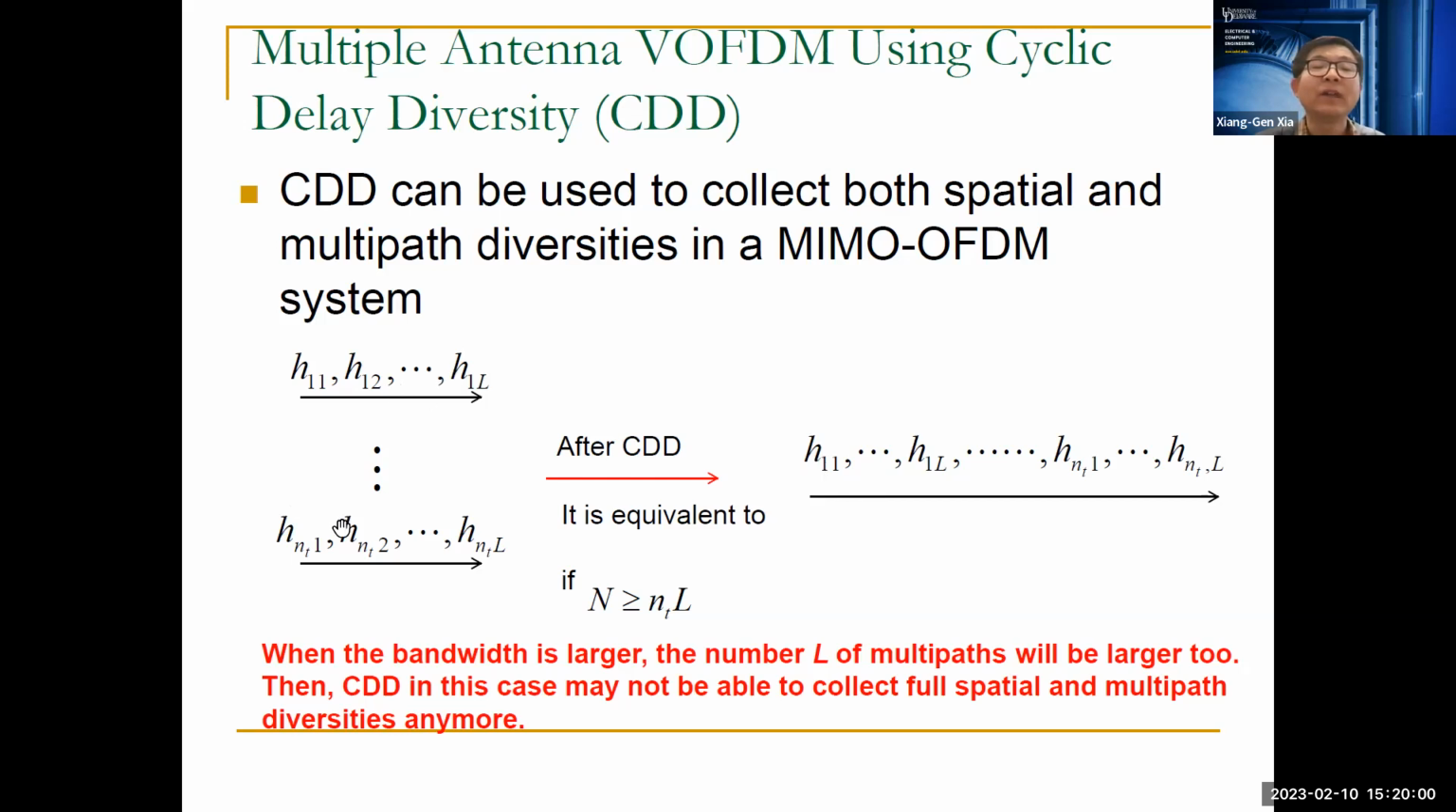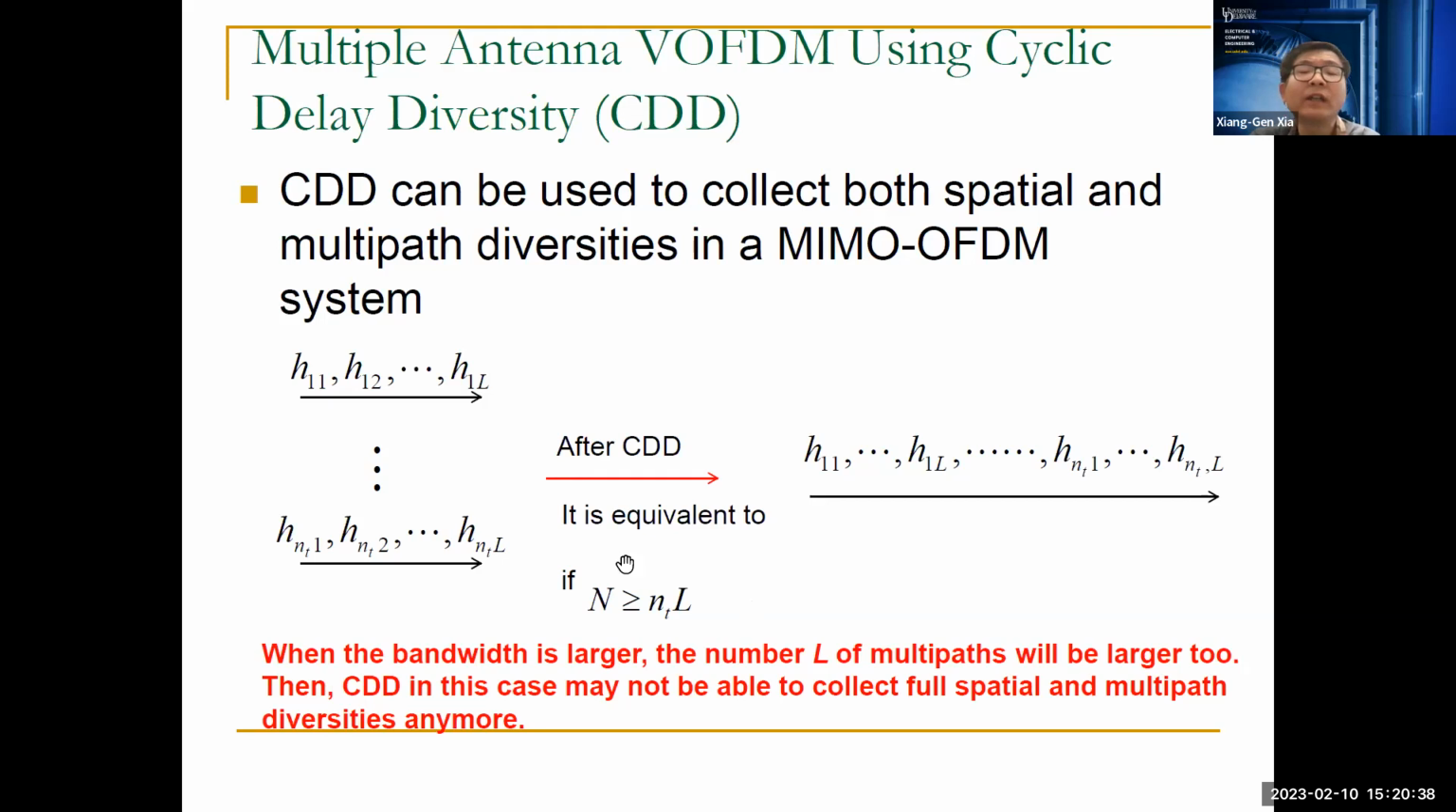If all of these paths, all the coefficients, are put into a single line with no overlaps, what multipath diversity can you achieve in total? It's NT times capital L. If you can put those things in a single line of an OFDM symbol, in other words, if the number of subcarriers capital N is more than this number, you can achieve both multipath diversity and multi-antenna diversity. The condition is that capital N has to be more than or equal to, cannot be smaller than, this product.